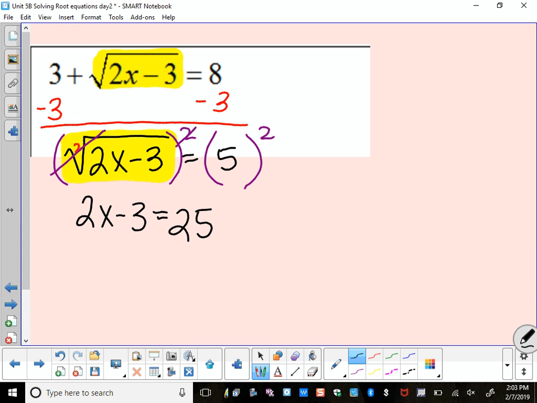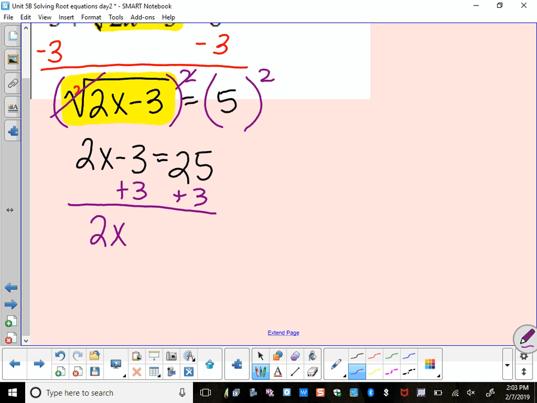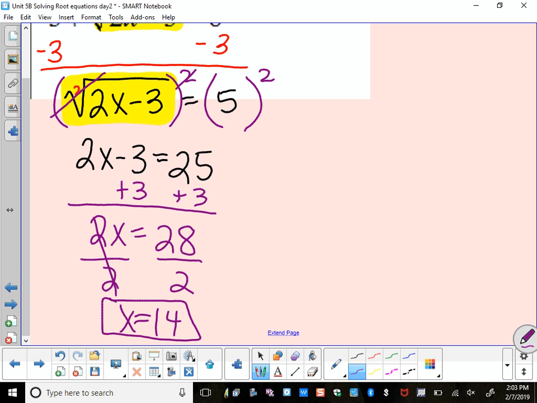Remember, you don't have to put plus or minus there. You only put plus or minus when we actually write in the radical. Right here, we don't have to write a radical in there. All right, and now I can just solve for x. I'm going to add 3. What'd you get, Ronaldo? 14. Okay, let's see. 14 times 2 is 28. Oh yeah, you did. So x equals 14.